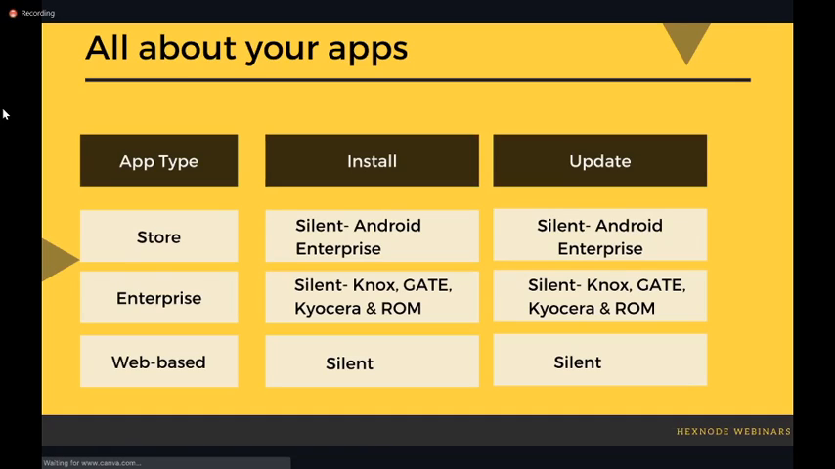But if you're trying to push out enterprise applications to your devices, the best option is to probably go for Samsung Knox devices, LG Gate or Kyocera devices, or maybe a ROM and roll device. Again, the installation of enterprise applications for these mentioned devices is going to be silent, but for generic devices, the user would be getting a prompt or notification. And lastly, we have the web-based application which can be deployed to your devices in kiosk mode. And again, the installation process or pushing out the process is actually going to be silent.